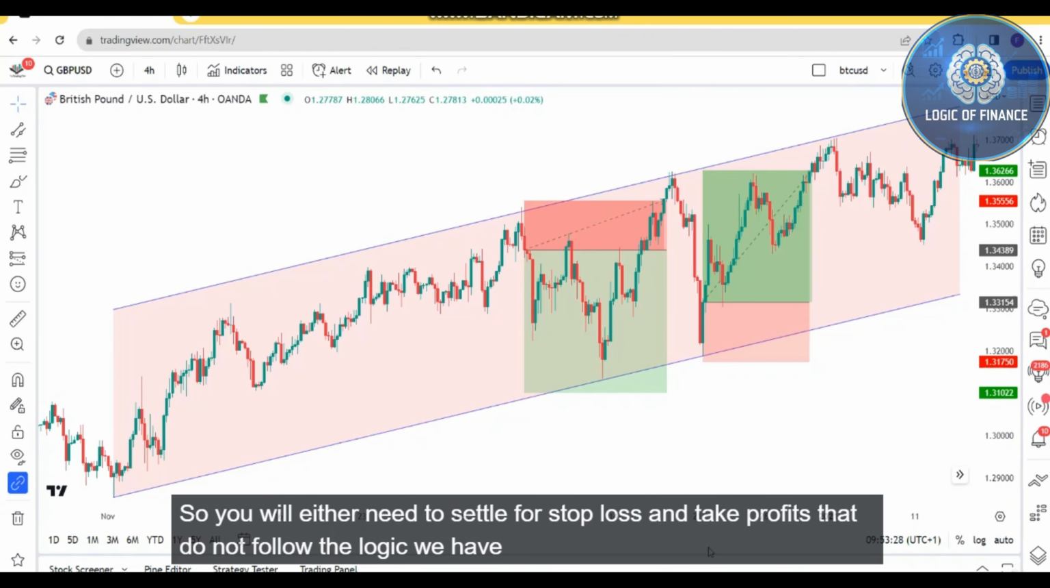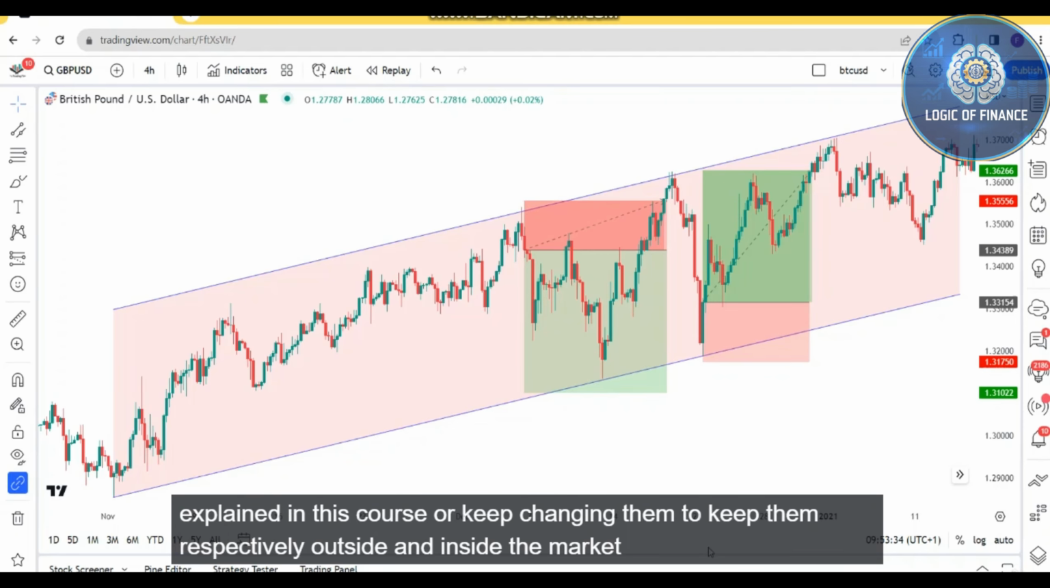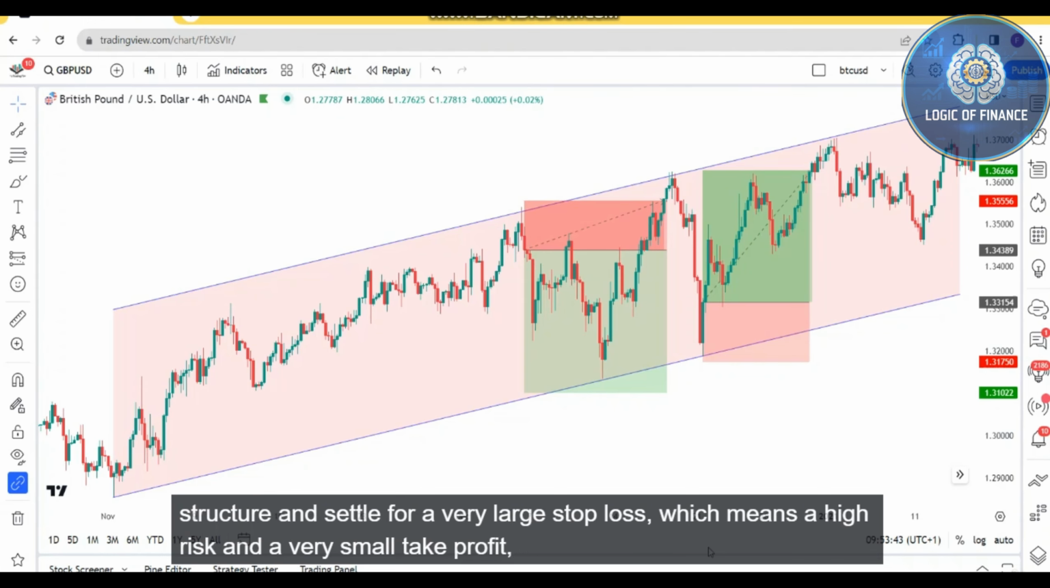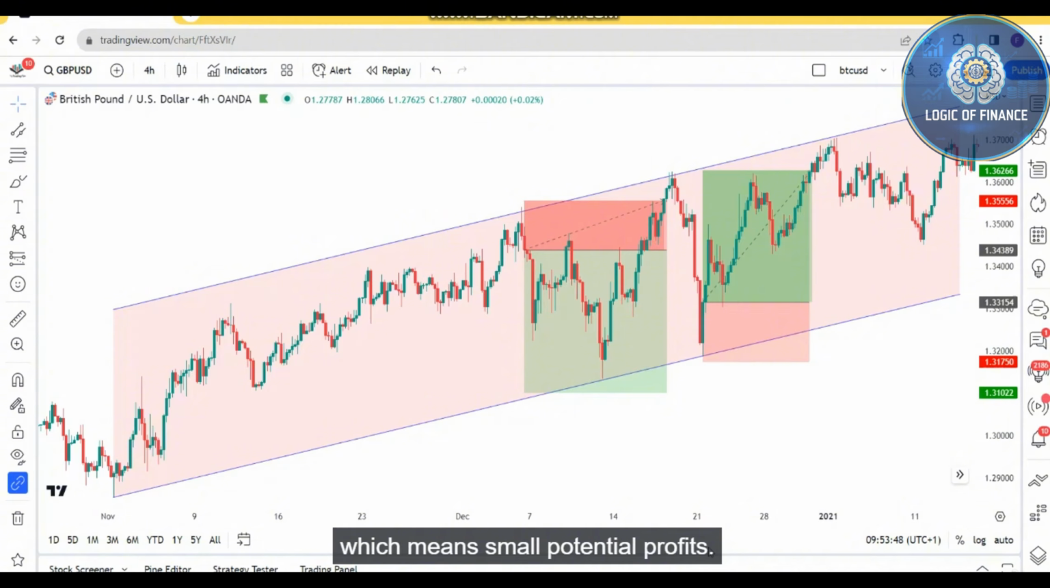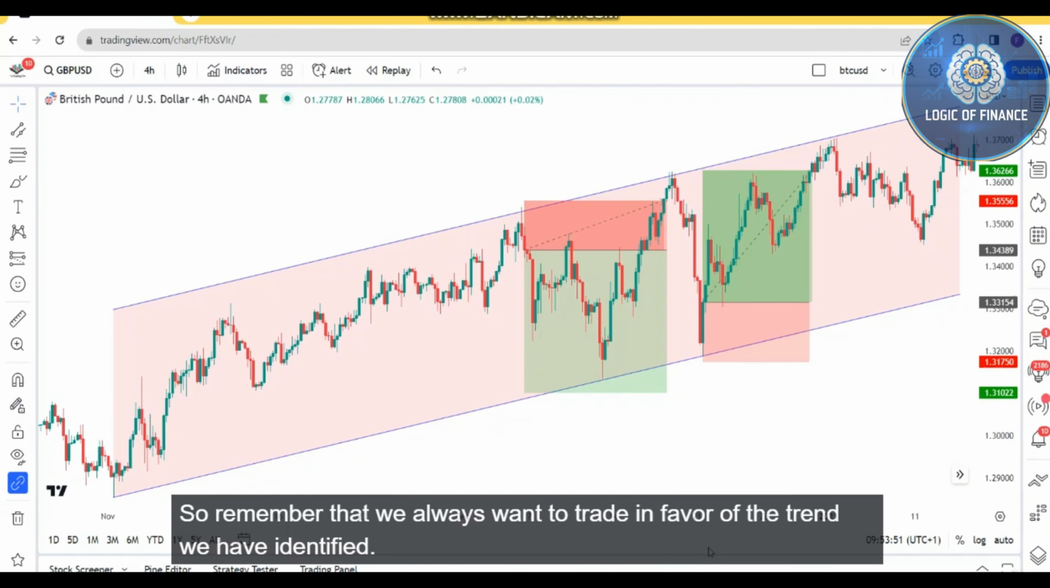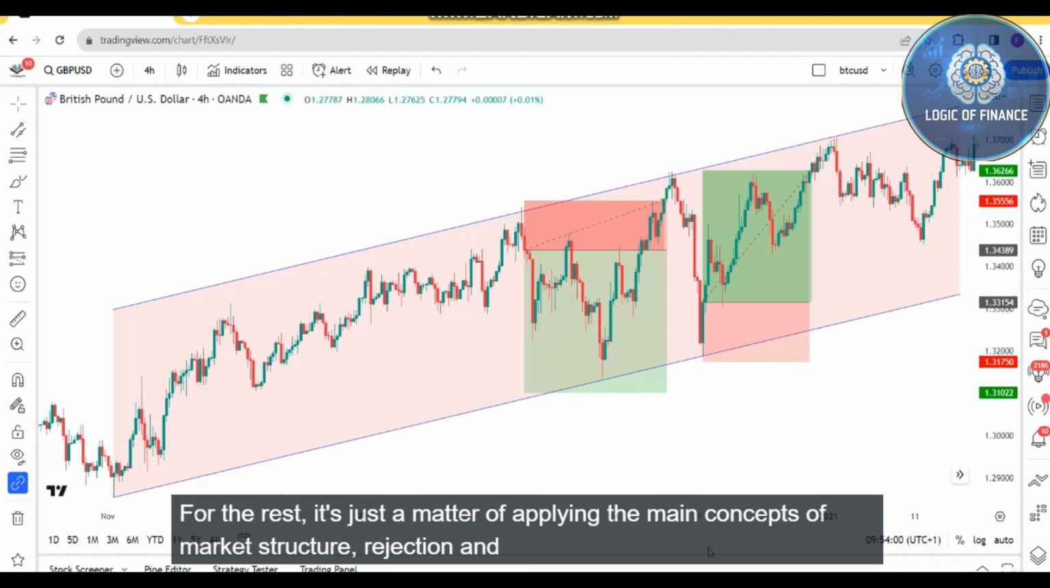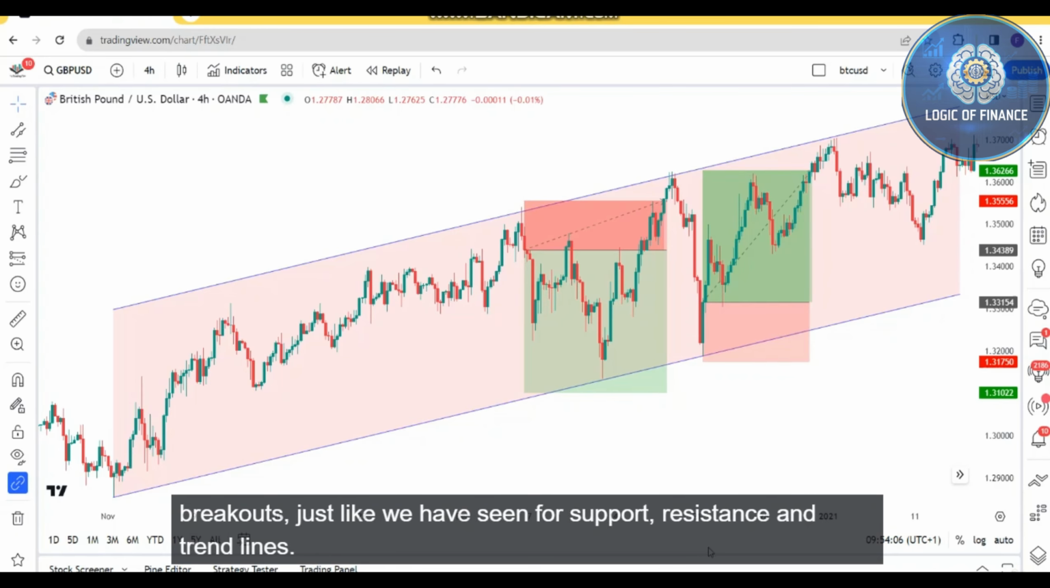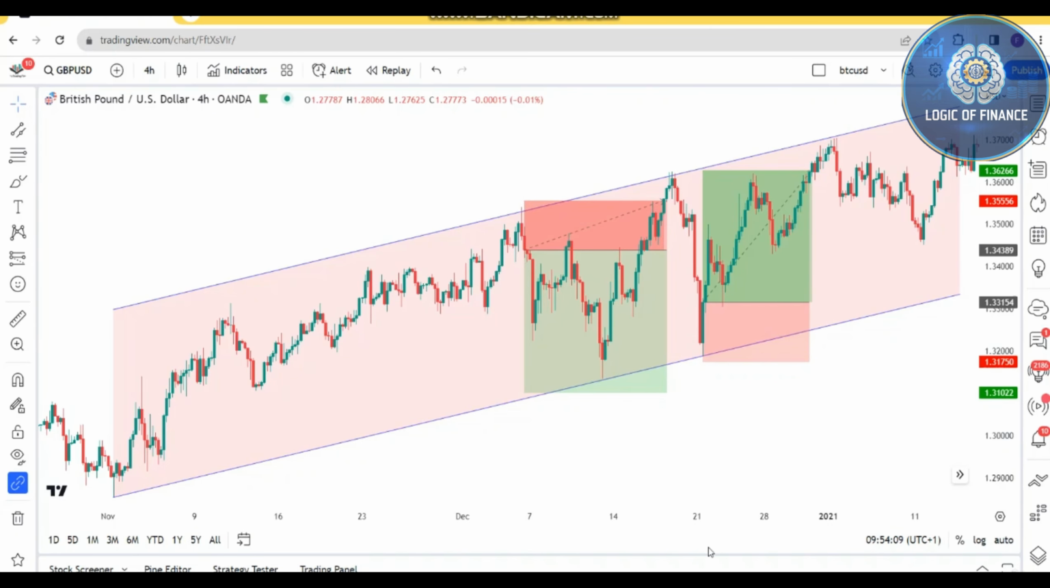So you will either need to settle for stop loss and take profits that do not follow the logic we have explained in this course, or keep changing them to keep them respectively outside and inside the market structure, and settle for a very large stop loss, which means a high risk, and a very small take profit, which means small potential profit. So remember that we always want to trade in favor of the trend we have identified. For the rest, it's just a matter of applying the main concepts of market structure, rejection, and breakout, just like we have seen for support, resistance, and trend lines.